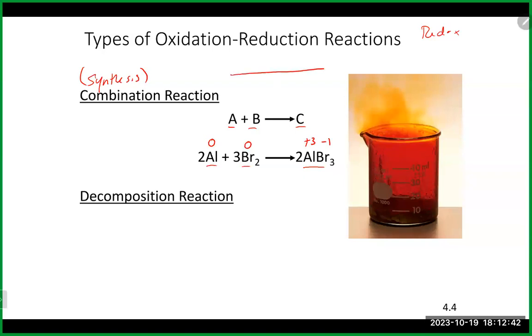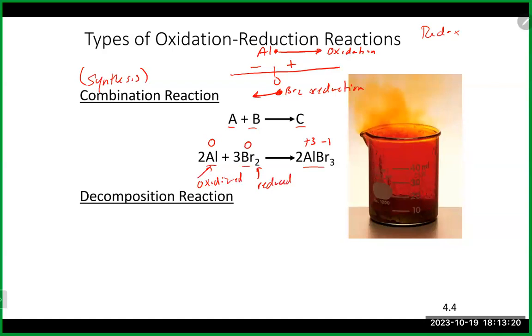And again, if you're not sure what is happening, we could go to our number line. Our aluminum is starting at 0 and ending at +3, which means it's moving in the positive direction, so it is going through oxidation. If we look at the bromine, it started at 0 and ends at -1, which is going towards the negative direction, which means it is going through reduction. So the aluminum here is being oxidized, and the Br2 here is being reduced.